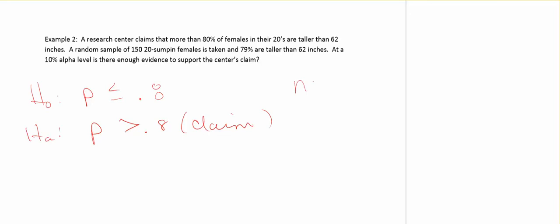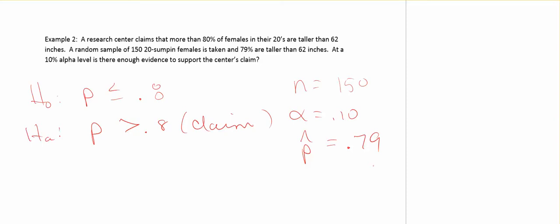A random sample of 150 20-something females is taken, and 79% are taller than 62 inches. The alpha level is 10%. What is that 79%? That's your p hat. So p hat is 79%. Is there enough evidence to support the claim?